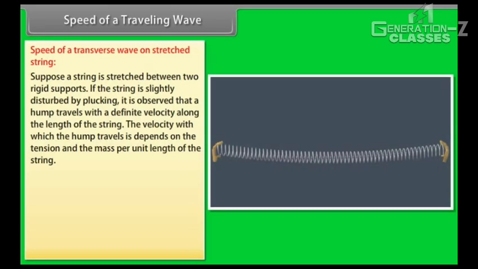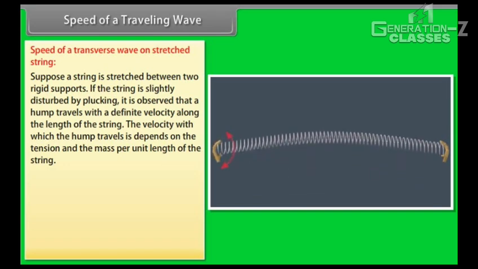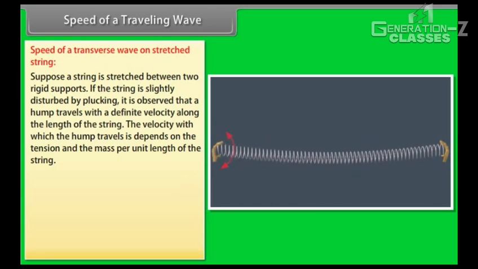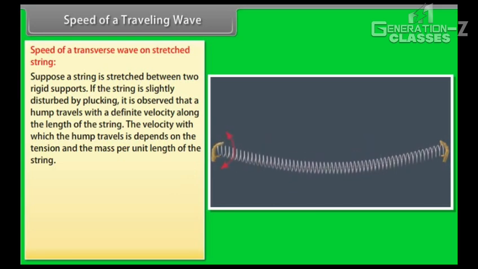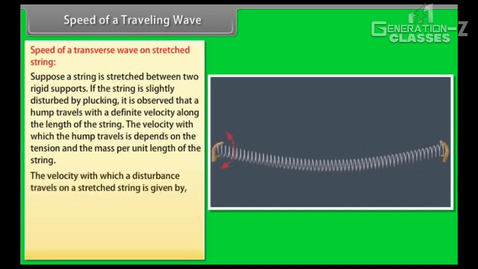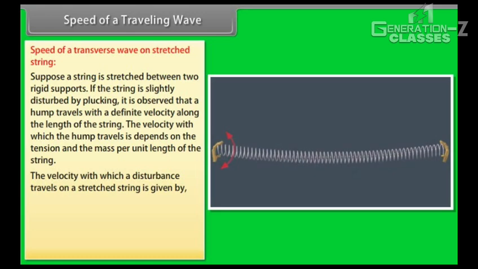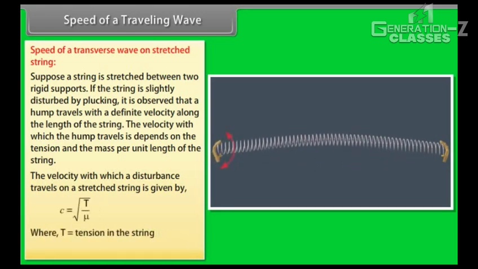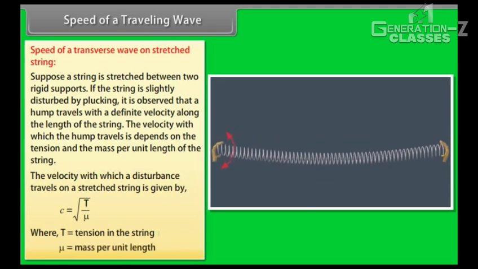Speed of a transverse wave on a stretched string. Suppose a string is stretched between two rigid supports. If the string is slightly disturbed by plucking, it is observed that a hump travels with a definite velocity along the length of the string. The velocity with which the hump travels depends on the tension and mass per unit length of the string. The velocity with which a disturbance travels on a stretched string is given by C is equal to under root T upon mu, where T is equal to tension in the string, mu is equal to mass per unit length.